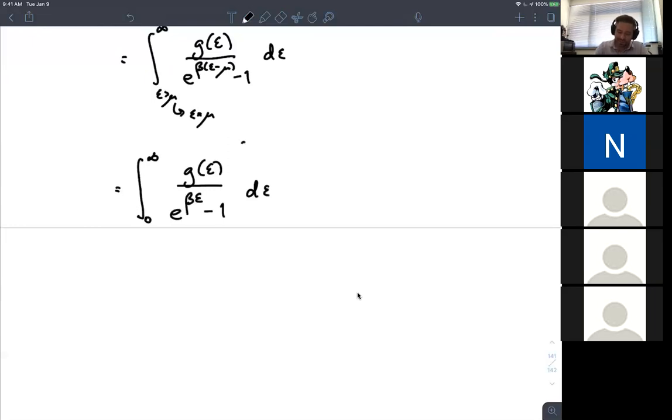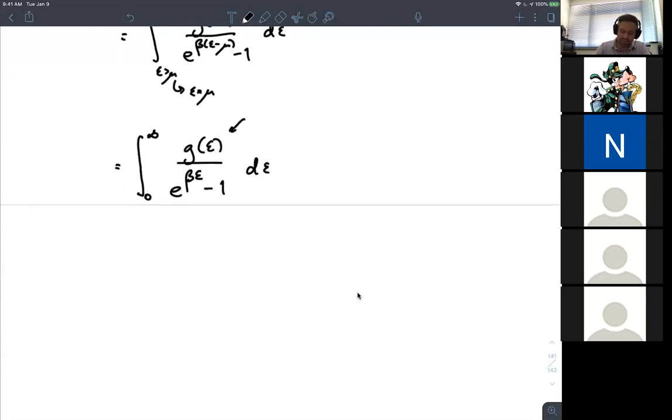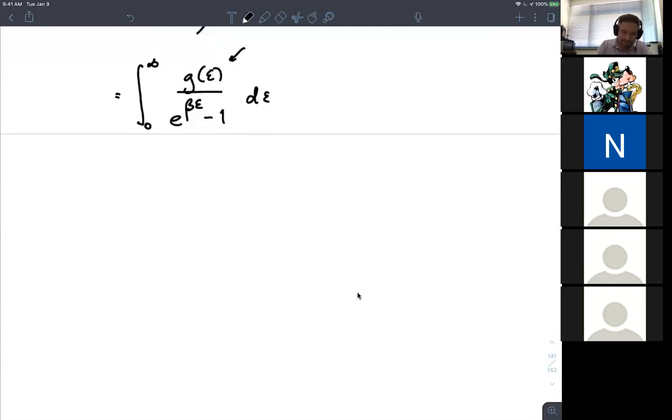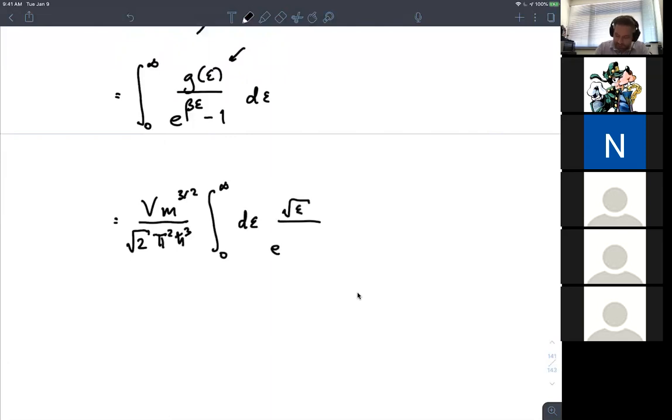So we have an expression for g(E). Let's plug that in. When we do that, we get V m to the 3/2 over square root of 2 pi squared h bar cubed. Our integral goes from 0 to infinity dE square root of e over e to the beta e minus 1. Okay, so that's what we've got to do now.